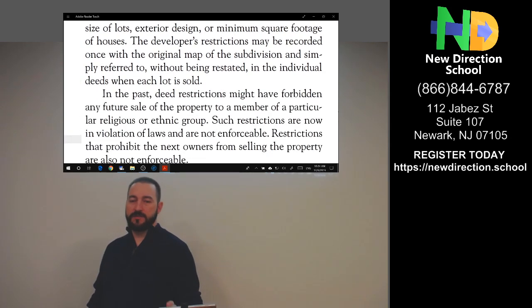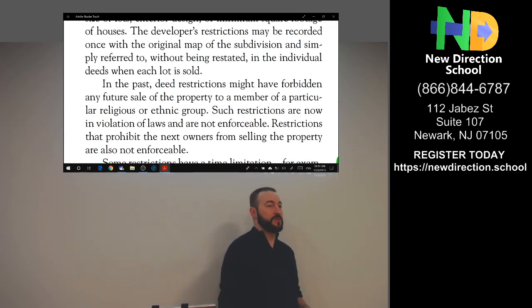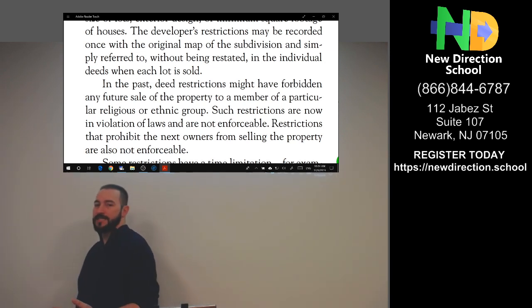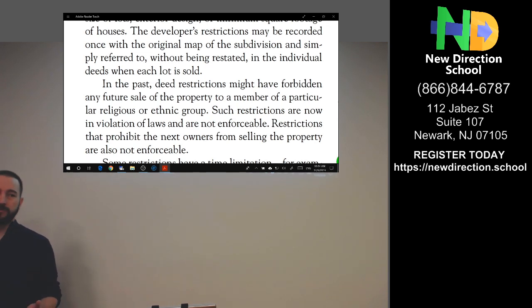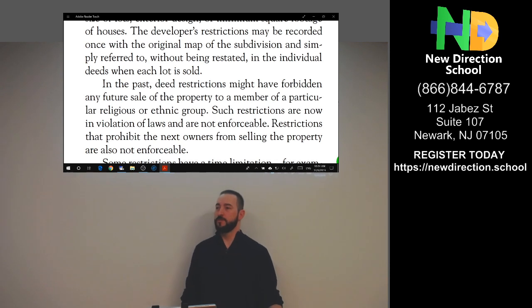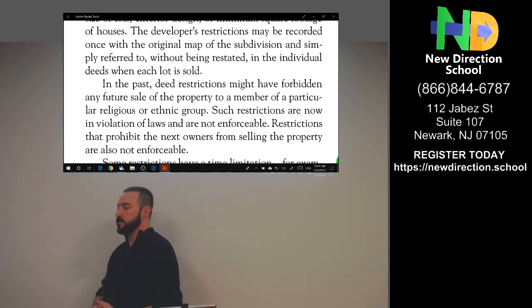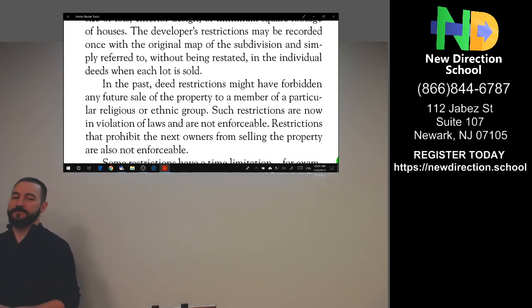Now, in the past, these restrictions might have forbidden a future sale of the property to a member of a particular religious or ethnic group. Now we know that these are illegal, right? They're a violation of discrimination laws, correct? I'm going to sell to you, but you can never sell or have people of a certain color or nationality in the property. That's illegal discrimination. So such restrictions are now in violation of the laws and are not enforceable.